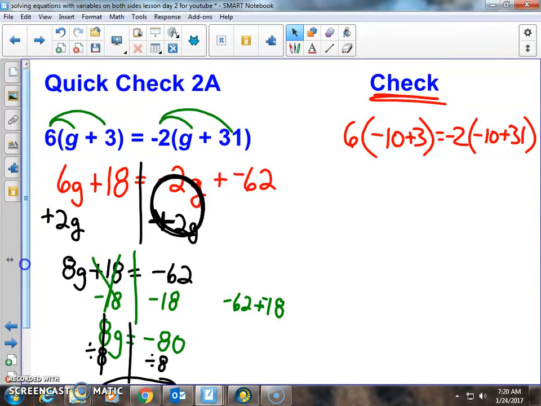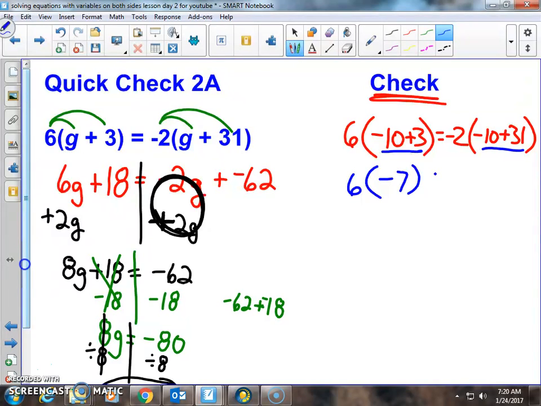And if we follow the order of operations, we're going to work in parentheses first. Negative 10 plus 3 I know is negative 7. I'm going to take that times 6. On the right side, I've got negative 2 out of parentheses, but in parentheses, negative 10 plus 31 is 21.